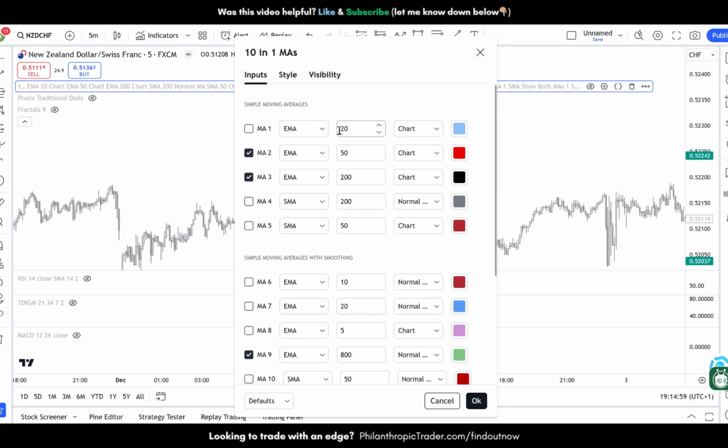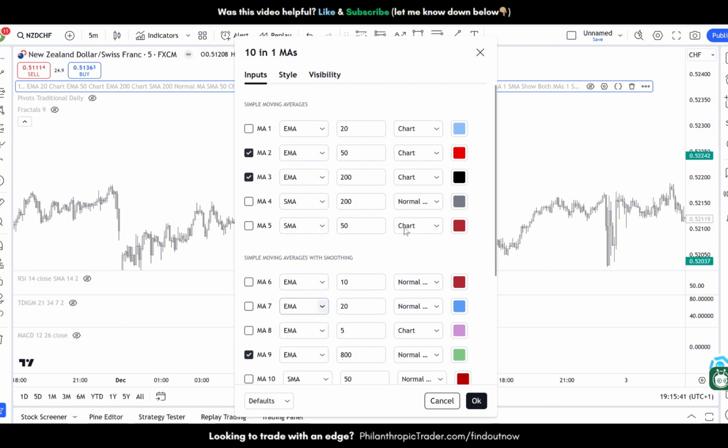So popular moving average sizes are the 20, the 50, and the 200. The 100 is also being used by many traders, but these are some of the most popular numbers. In this case, I use the exponential moving average, but you can also use the simple moving average or the weighted or the hull. It's entirely up to you, but these two are the most popular ones.